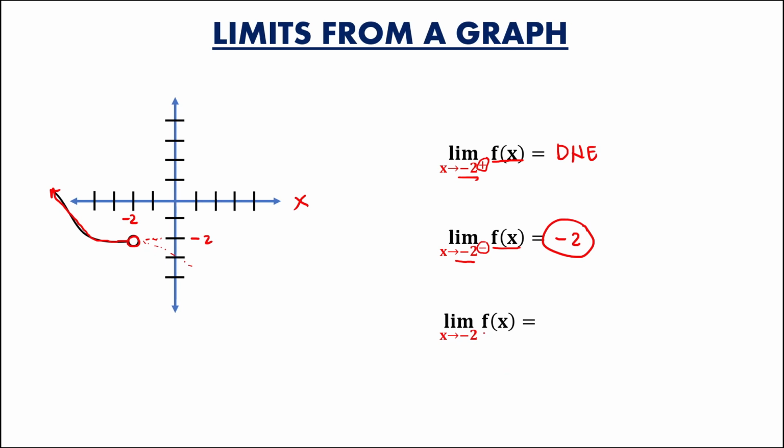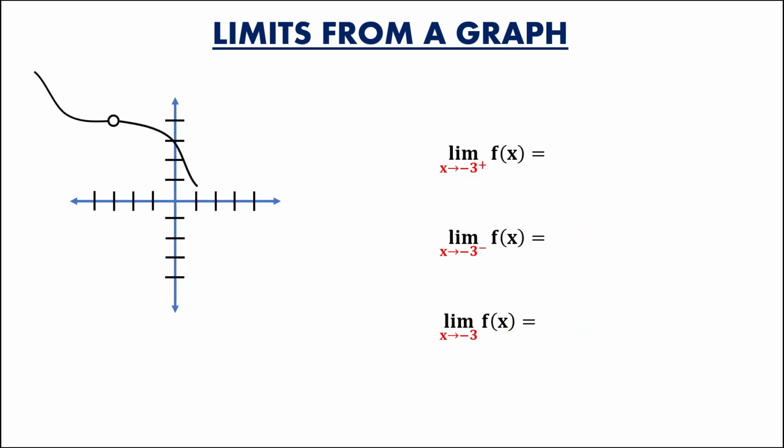Then for the limit of a function as x approaches negative 2, there is no positive or negative sign, therefore there must be a right side limit and a left side limit. Since at this coordinate there is no right side limit, this limit does not exist.